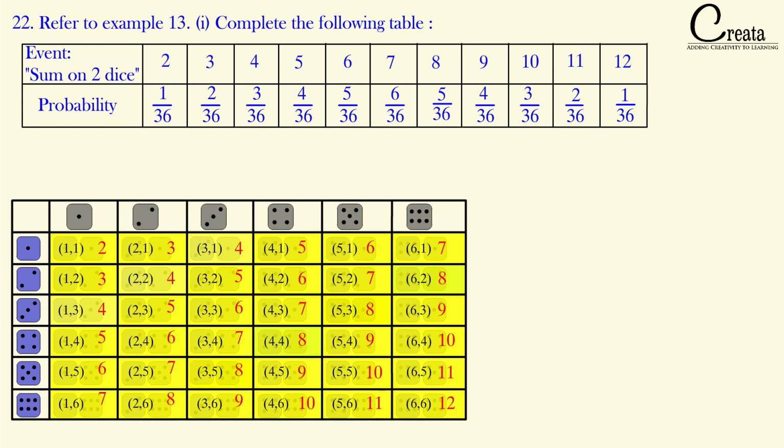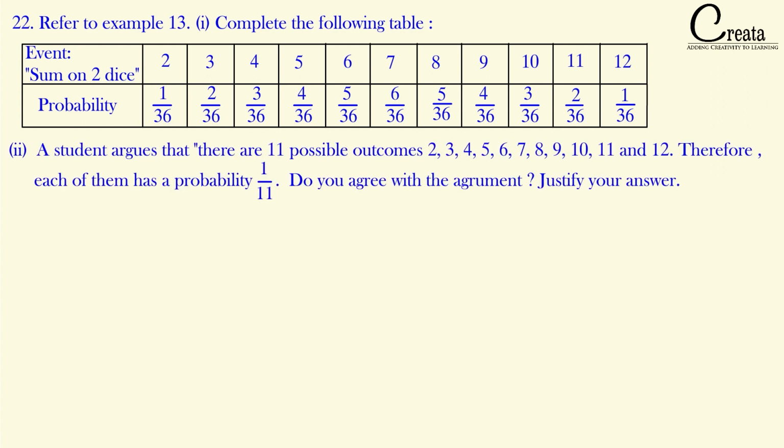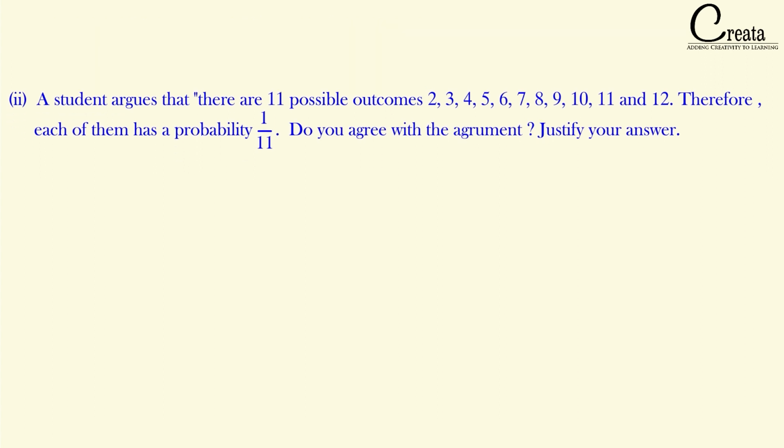So now you can solve any of the questions in which we are throwing 2 dice simultaneously. And we have also completed the table. So we have completed part 1 of question number 22. Let's move to part 2.